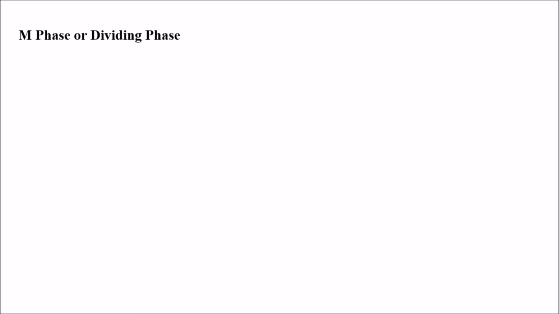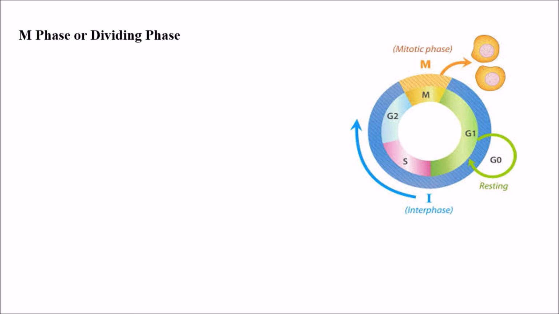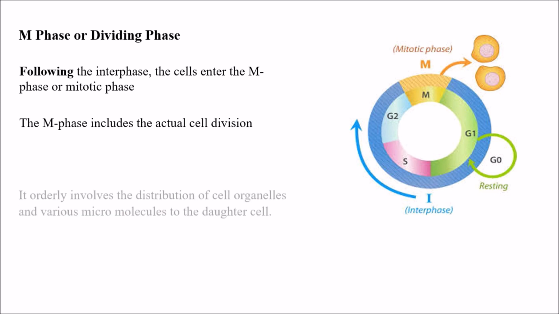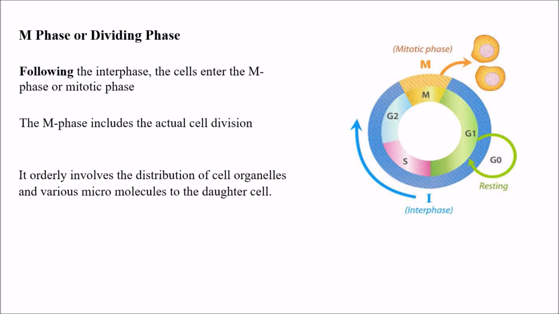Coming to M phase or dividing phase. What is M phase or dividing phase? Following the interphase, the cells enter the M phase or mitotic phase. In interphase, all the three steps go like G1, S, G2, sometimes G0 phase, which is called the resting phase. All these stages are crossed, and the cell now enters the M phase or mitotic phase. M phase includes the actual cell division. It orderly involves, so it occurs in a sequential manner, the distribution of cell organelles and various macromolecules to the daughter cells.